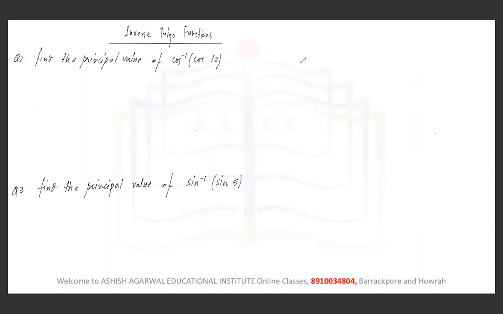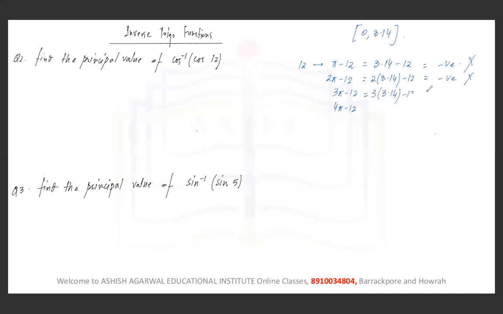We need to modify the angle, and for modification, what are the things allowed to us? We will first try with pi minus 12, or 2 pi minus 12, or 3 pi minus 12, or 4 pi minus 12, and so on. But once again, if we analyze, pi minus 12 is just like 3.14 minus 12. It will give us some negative value, which is not acceptable. As we just saw, cos का range क्या है? From 0 से लेकर के 3.14, all the values are positive. We cannot take a negative answer. Even for 2 pi minus 12, it is 2 into 3.14 minus 12, which is a negative answer, cannot be accepted. 3 into 3.14 minus 12, once again, we will get a negative number, cannot be accepted.